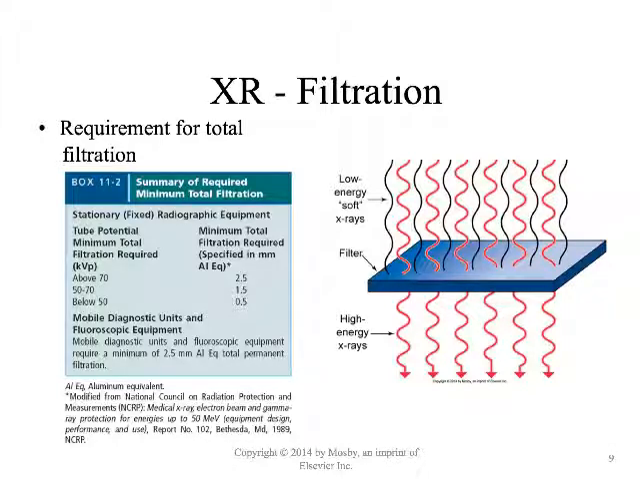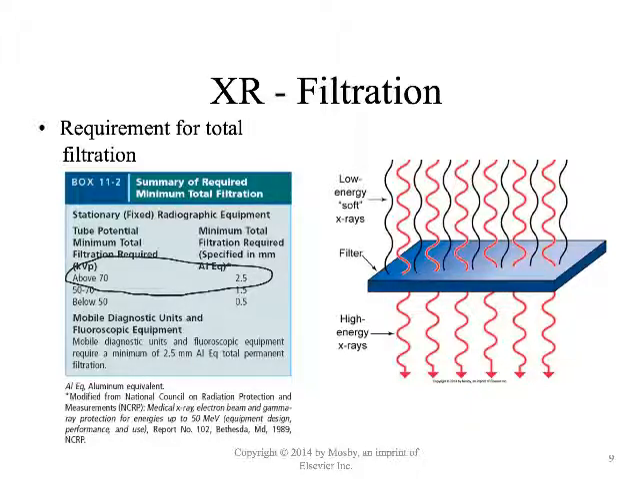Filtration. The number to memorize here is this one right here, because every machine that you're working on is going to be operating at above 70 kVp. That doesn't mean you're always shooting at above 70 kVp, but on average we're operating at or above 70 kVp. They are required to have 2.5 millimeters of aluminum equivalent.